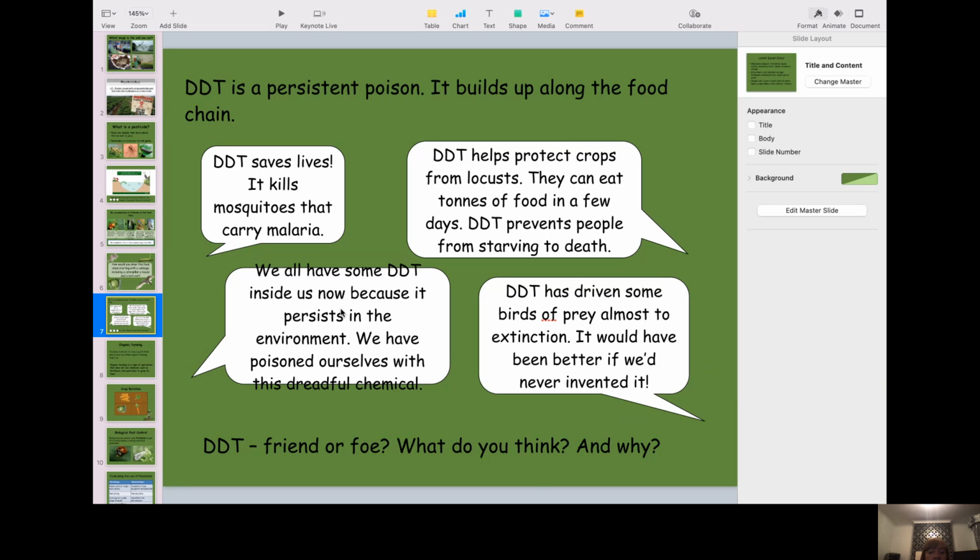Third point of view. We all have some DDT inside us now because it persists in the environment. We have poisoned ourselves with this dreadful chemical. And the fourth one, DDT has driven some birds of prey almost to extinction. It would have been better if we'd never invented it.